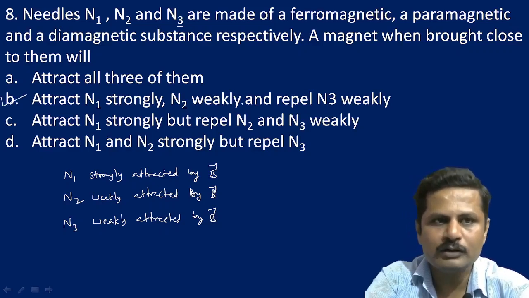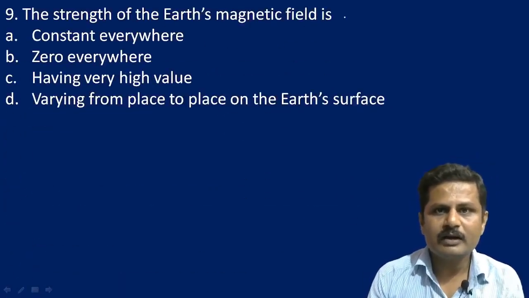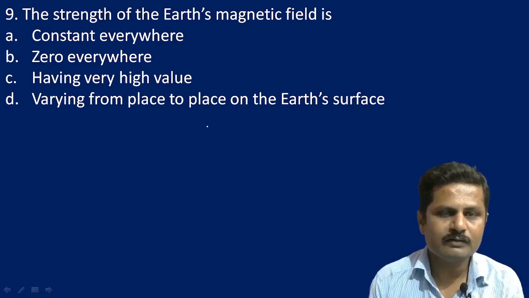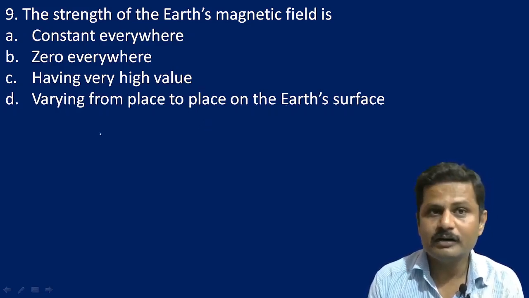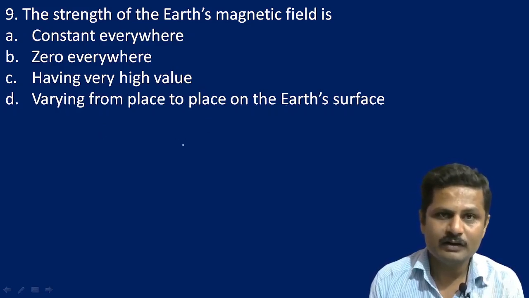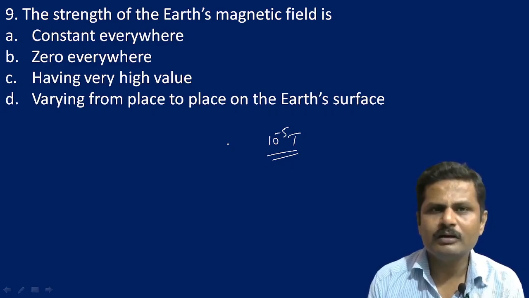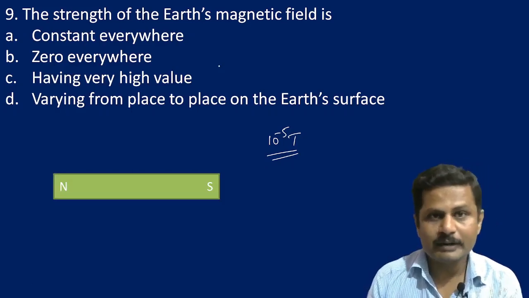Okay, moving to the next question. The strength of the Earth's magnetic field is constant everywhere, zero everywhere, having very high value, or varying from place to place on the Earth's surface. As we all know, it is experimentally estimated that the strength of the Earth's magnetic field is about 10 to the power of minus 5 Tesla, and it extends up to several kilometers. And not only that, the Earth acts as a huge magnet. So we are comparing the Earth to the bar magnet.